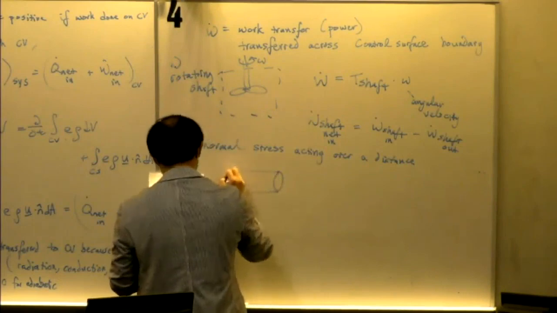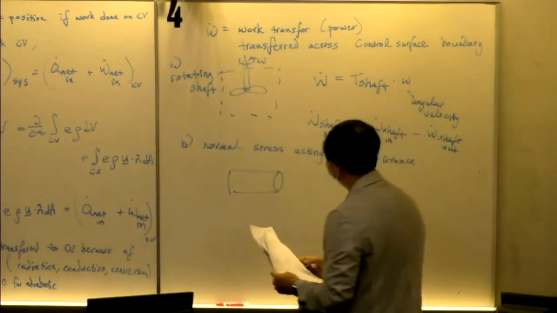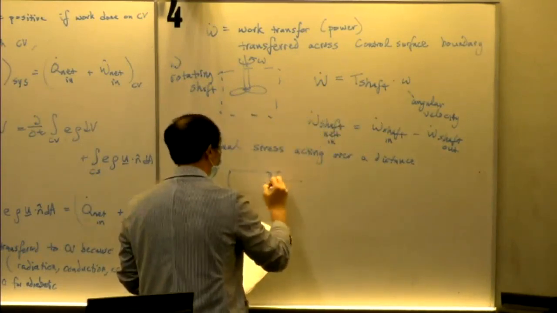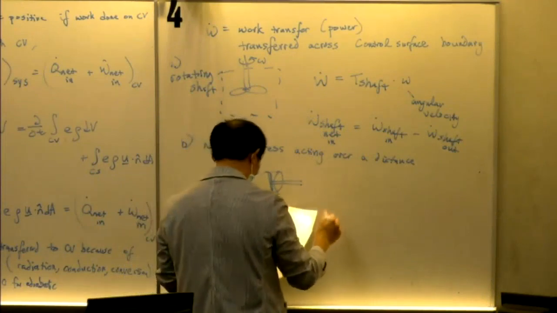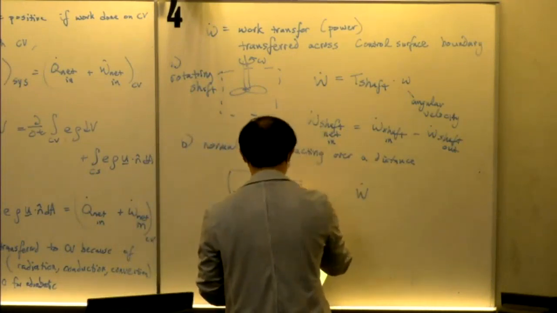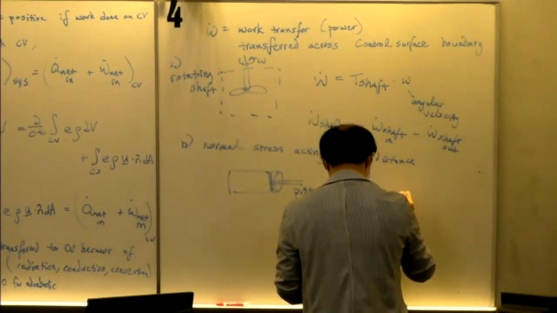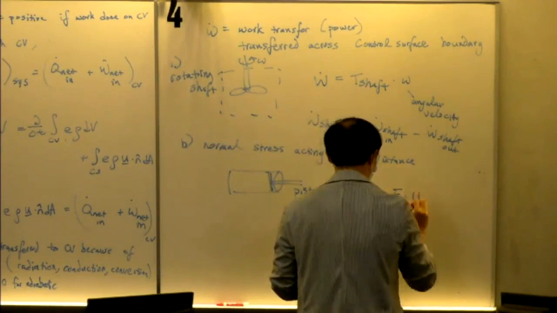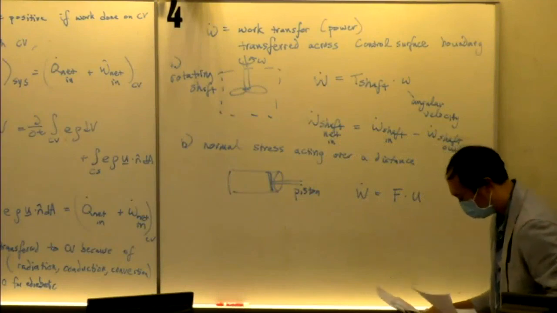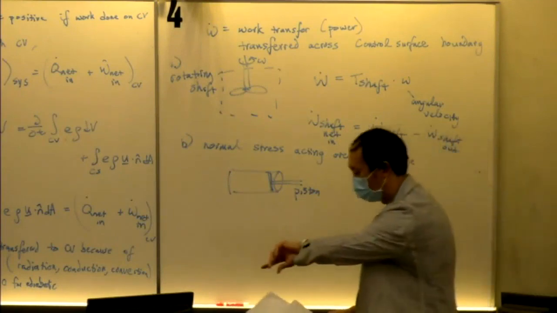We don't really have that here because we have rigid pipe walls, but you could have a problem where, instead of having the shaft, you have a piston. So you have, and this is a piston. That would be basically F times U, the force times the velocity. Okay, we're a minute over time.